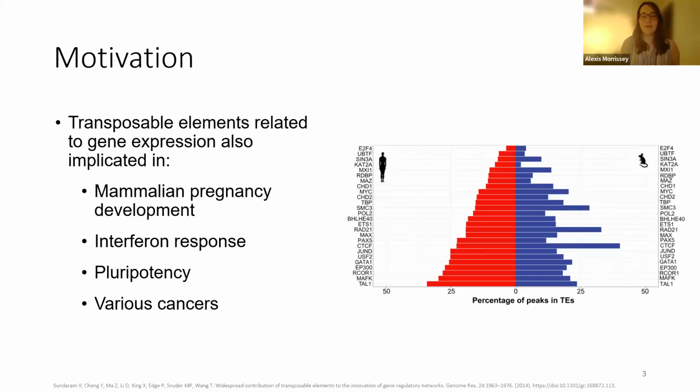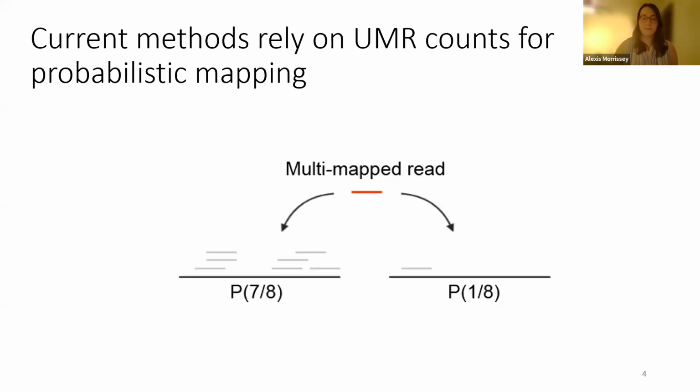So what are in these regions and why do we care? There are a lot of studies coming out that are showing that transposable elements are involved in gene regulation and they affect a lot of biological processes. And so some of these that have been discovered previously is they're involved in mammalian pregnancy development, interferon response, pluripotency, in various cancers. What this graph is showing here is it came from a paper that was looking at 26 different orthologs in human and mouse and looking at the overlap between transcription factor peaks and transposable elements. And as you can see, there's quite a high overlap and the average was about 20%, suggesting that a lot of transcription factors are actually binding to transposable elements.